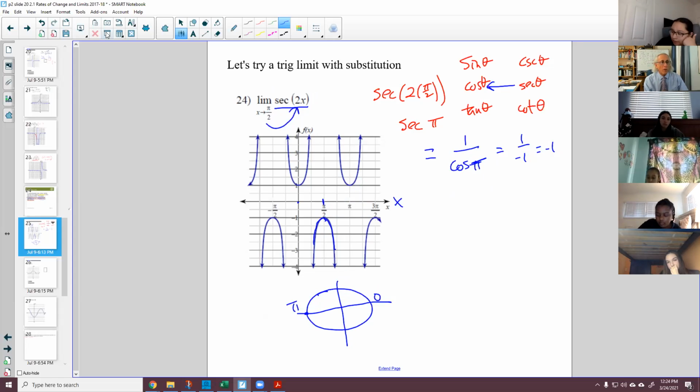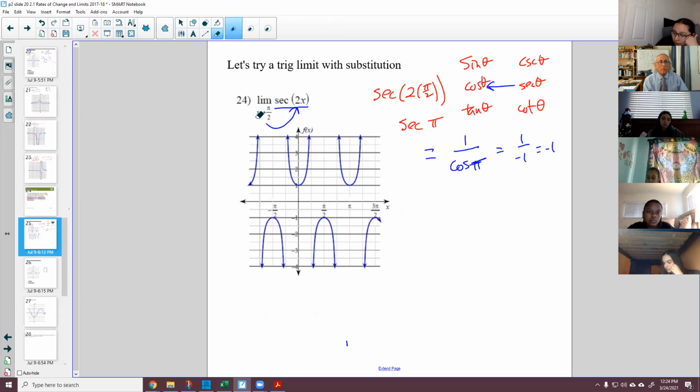And again, looking at the graph here, I can see that here is my x-axis. Here is y equals -1. And as my x is approaching pi over 2, my y value is getting really close to -1 from that side and really close to -1 from that side. So the limit as x approaches pi over 2 of secant 2x is -1.